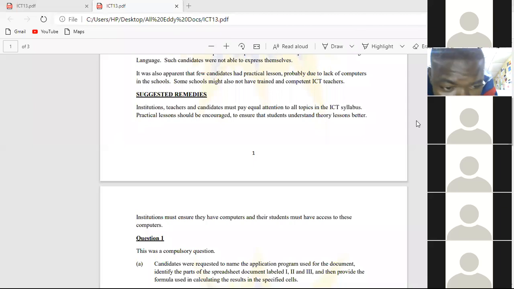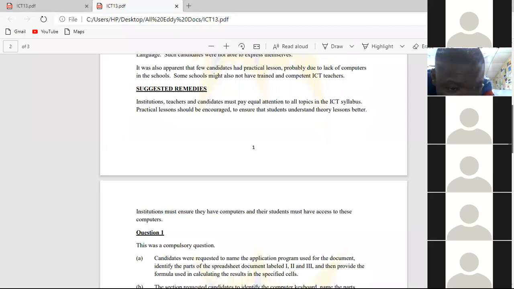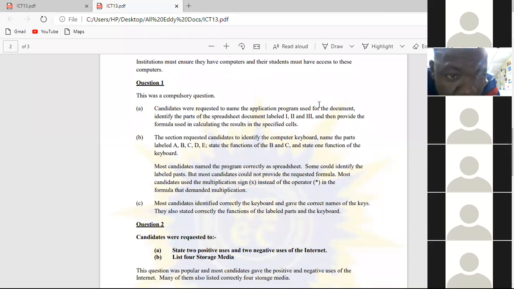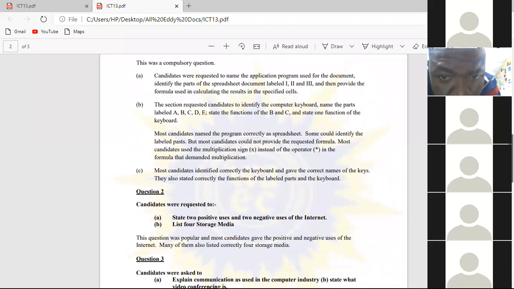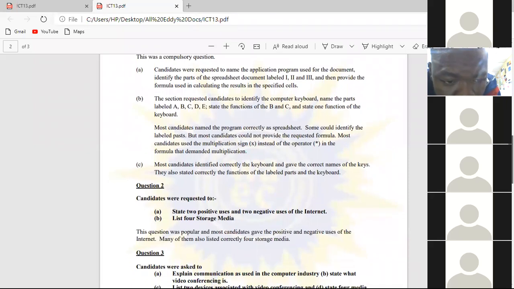Institutions, teachers, and candidates. All right. Let's come here. Compulsory section, number 1. Candidates were requested to name the application program used for the document, identify the parts of the spreadsheet document labeled I, II and III, and then provide the formula used in calculating the results in the specified cells. The section requested candidates to identify the computer keyboard, name the parts labeled A, B, C, D, E, state the functions of B and C, and state one function of the keyboard.